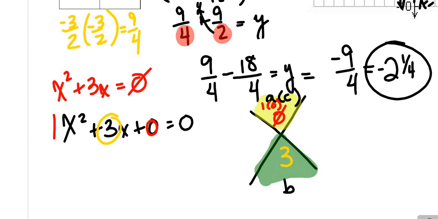So now we're going to factor, and the way we factor is we ask these two questions. Which two numbers multiply to the top number but add to the bottom number? What multiplies to the top number and adds to the bottom number?